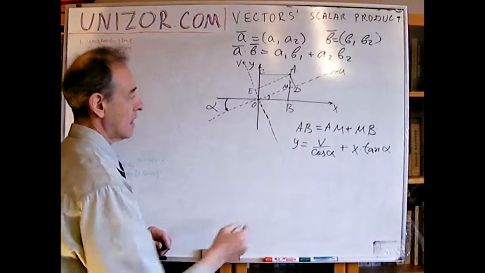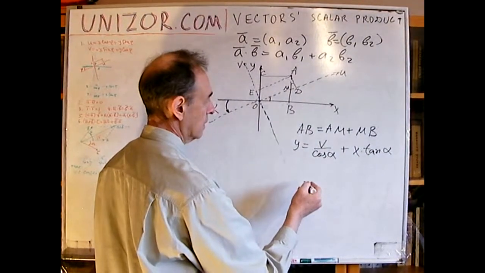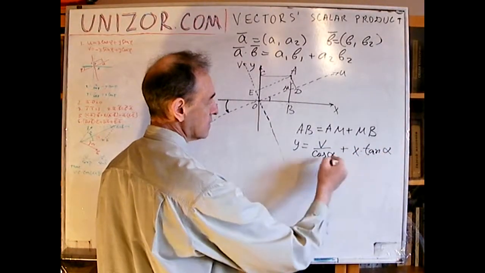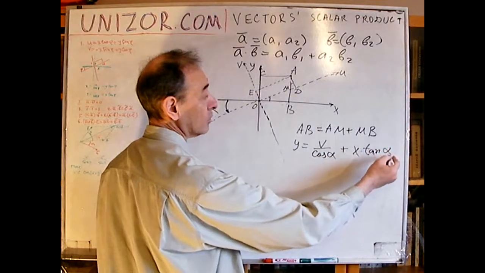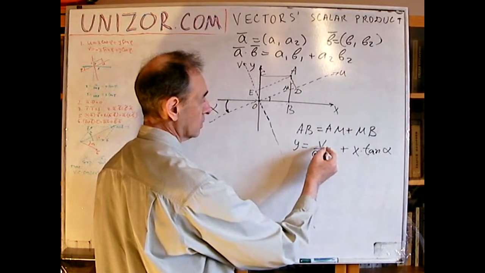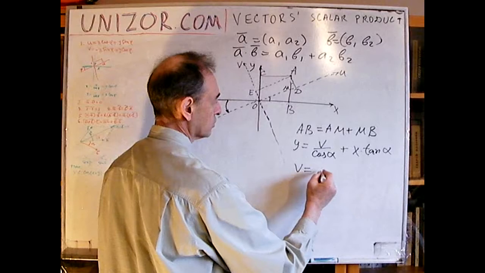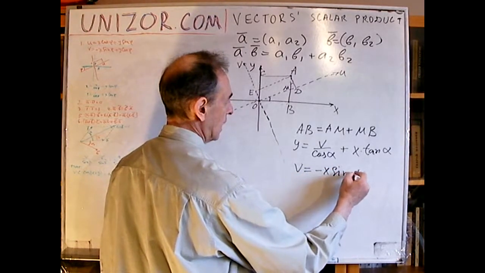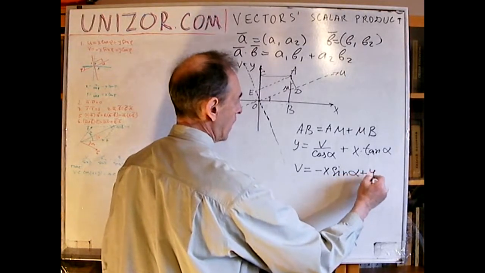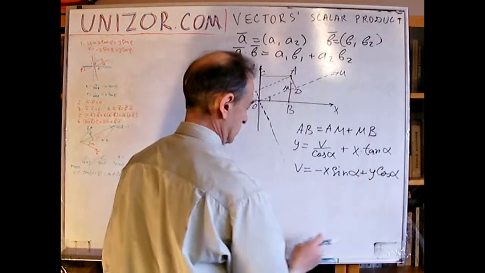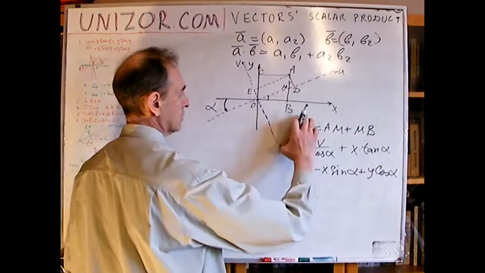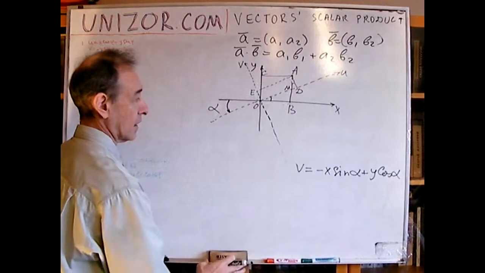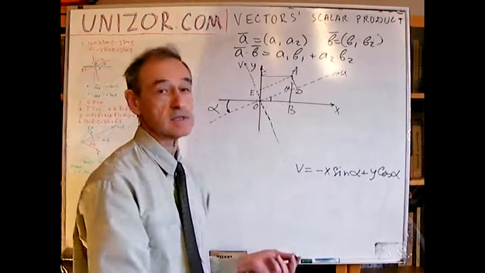Right? Now if I multiply it by cosine, I will have y cosine alpha here. Tangent is sine over cosine, so the cosine will cancel and I will have only sine. And I will resolve it for v, so v is equal to minus x sine alpha plus y cosine alpha. That's my first equation. That's how v is expressed in terms of x and y, basically.